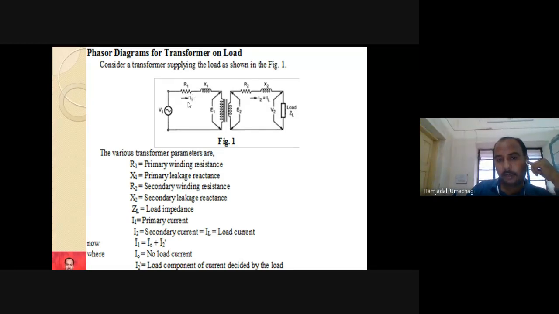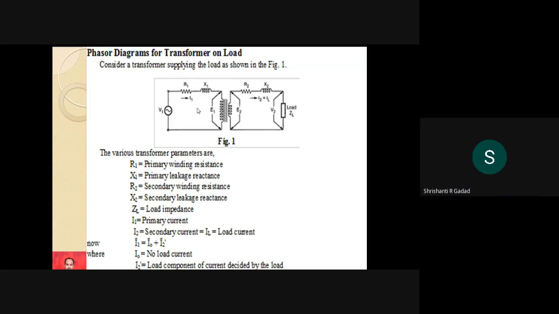On the primary side, what is the voltage equation here? V1 is equal to I1 R1 plus I1 X1 minus E1. Similarly, on the secondary side, the voltage equation, applying KVL: E2 is equal to the product of I2 R2 plus the product of I2 X2 plus the voltage, that is V2. Is it clear, all of you? Just apply KVL here. Yes, sir. Okay, fine.